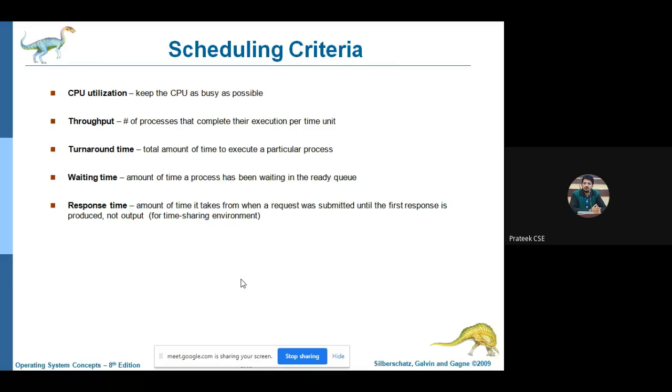Just before starting, there are some interesting terms which are not mentioned here, but I'm going to discuss them because they are going to be used in the numericals further. The very first is the arrival time, then we have burst time, then turnaround time, then waiting time, and then response time.